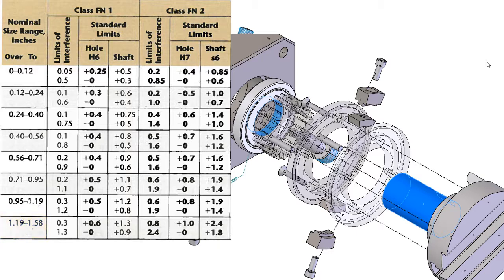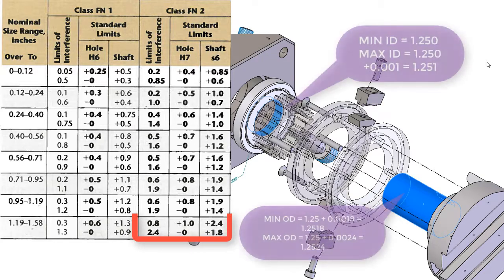The bearing and the shaft are both steel components. A FN4 or 5 force fit or a FN3 heavy drive fit would not be required. Therefore, a FN1 or 2 fit would be the best choice. Since these are both ordinary steel parts, I will use the FN2 fit, which means the hole or internal diameter of the bearing will be 1.25 to 1.251, and the shaft's outside diameter will be 1.2518 to 1.2524 inches.